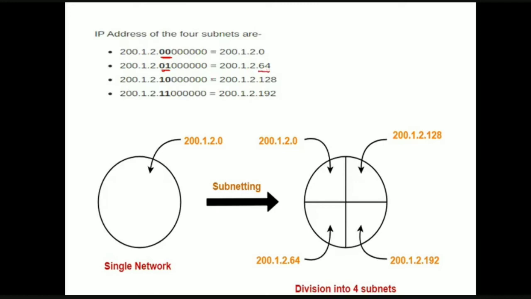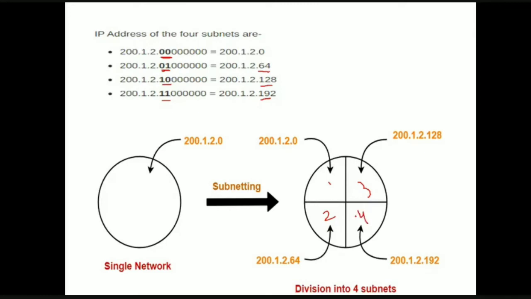It means 200.1.2.64. For the third subnet, it is 10. It will be 200.1.2.128. And for the last subnet, it is 11. So it will be 200.1.2.192. So if you see on the screen, the complete single network is now divided into 4 subnets. So these are all the 4 subnets: subnet 1, subnet 2, subnet 3, and subnet 4.